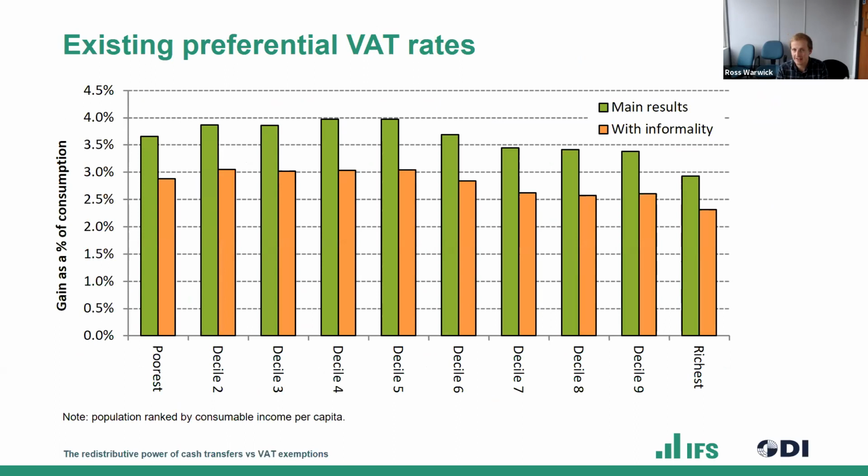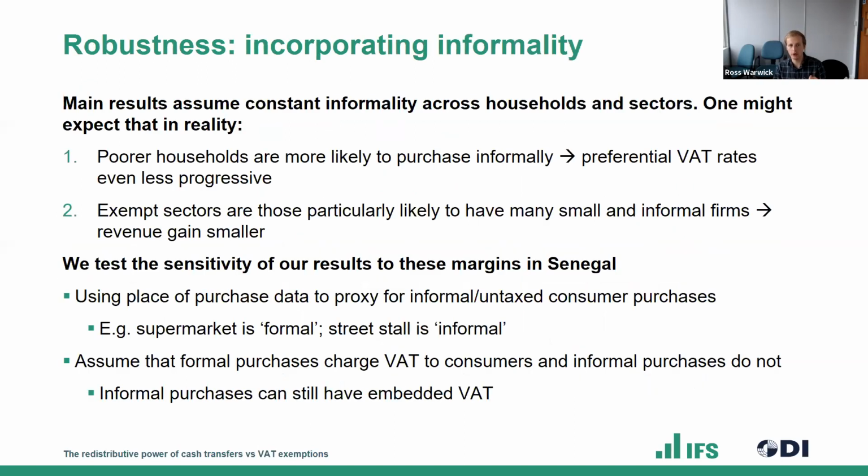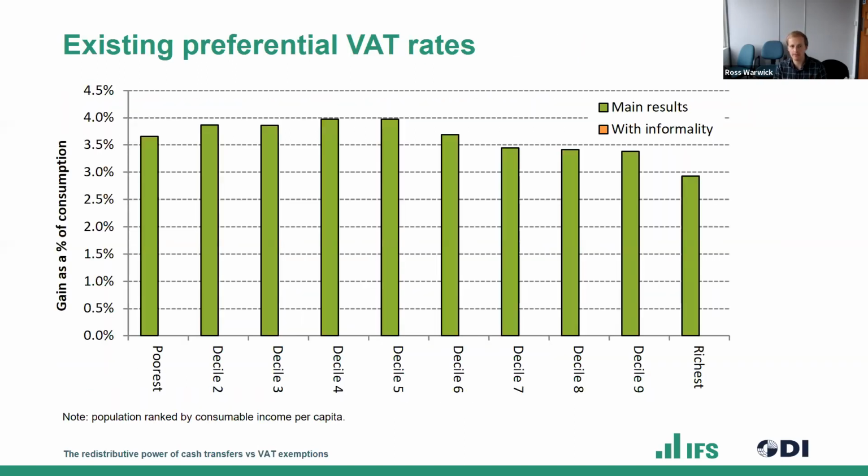I think the interesting thing here is that the ratio of these two bars is actually almost the same across the consumption distribution. So incorporating informality does not change, in Senegal at least, the relative progressivity of these preferential VAT rates. This largely reflects the fact that informality is just high across most of the consumption distribution in Senegal, and thus there's not that much scope for informality to change our results here. Clearly, though, these orange bars are lower than the main results, suggesting that there's lower revenue potential from a broader VAT base, and that's in line with our second point in the previous slide.